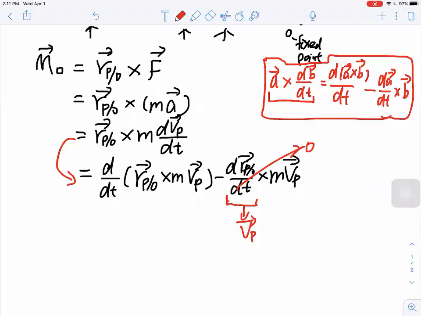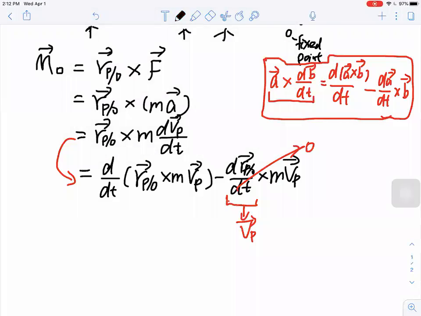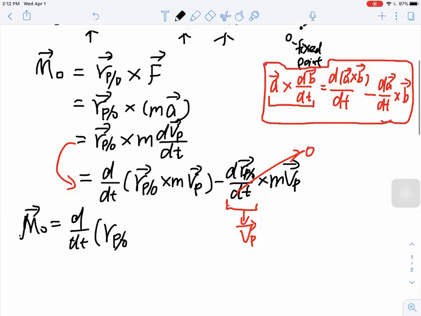Then what we are left with is only the first term, which is: the moment about O equals d/dt of (r_P/O cross m v_P). And this is the only thing we are left with. We get a new expression here.